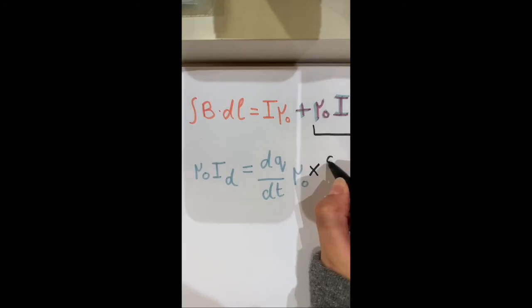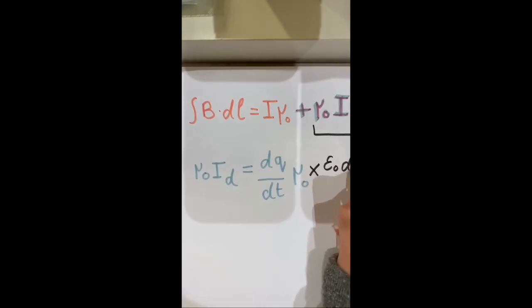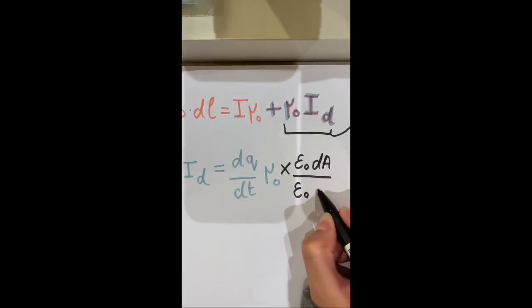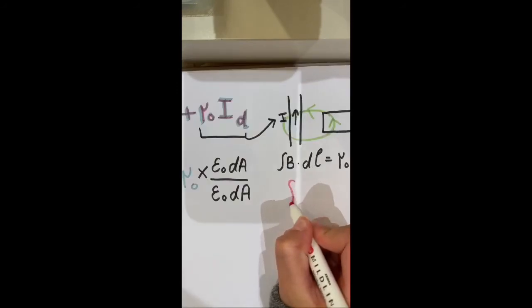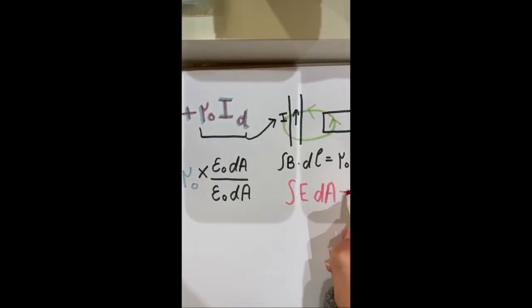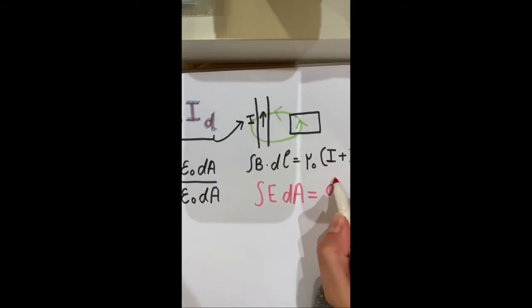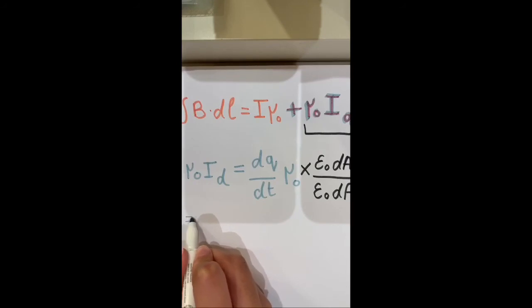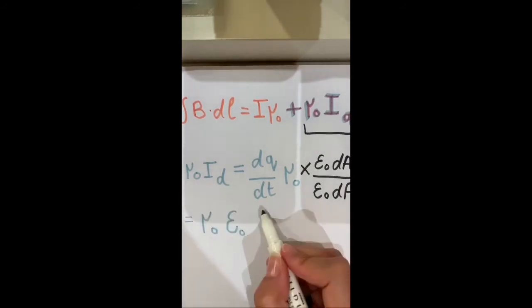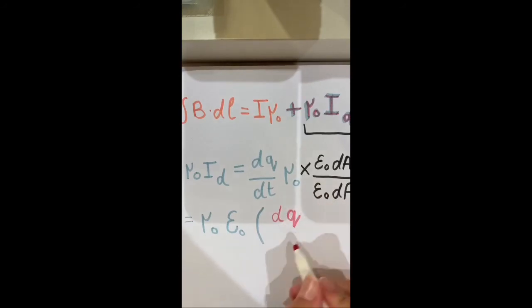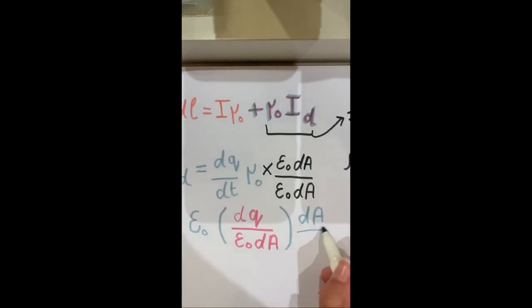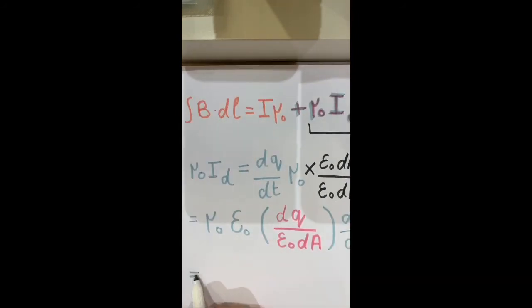And then, to the right hand side, I will multiply it by mu naught dA divided by mu naught dA, which is actually equal to 1, right? On this side, let's remind ourselves of Gauss's law, which is electric field dA equals dq over epsilon naught. And let us rearrange the equation above. I know that dq over epsilon naught dA is actually equal to the electric field. Therefore, I will replace it with E.